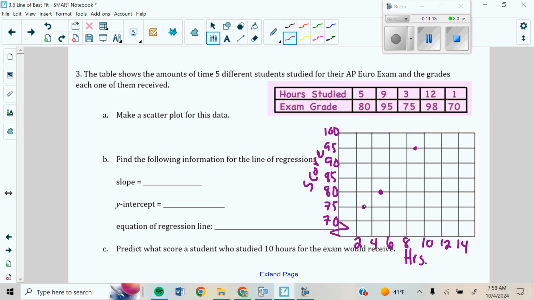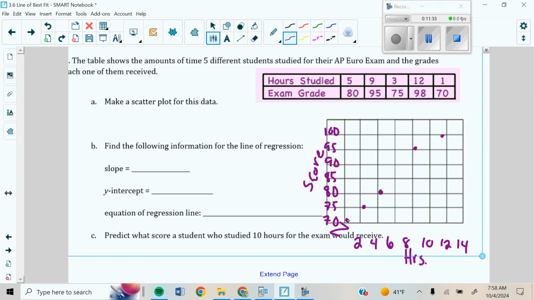12 hours has 98, so almost to 100. And then 1 was at 70. So 1 is at 70, right about there. So we have our scatter plot for this. We are going to actually have our calculator find our linear regression. So our slope, our y-intercept.